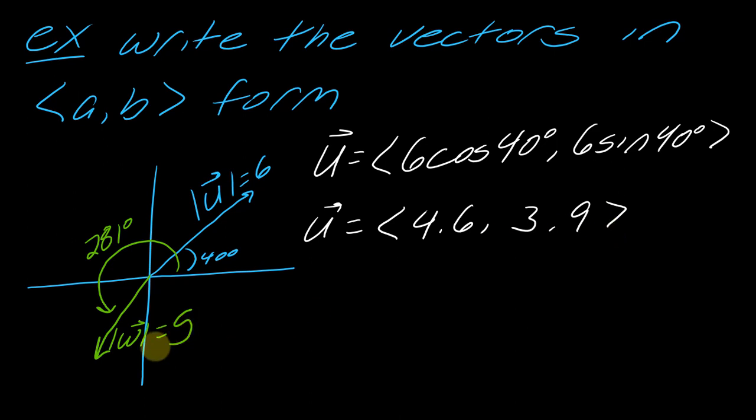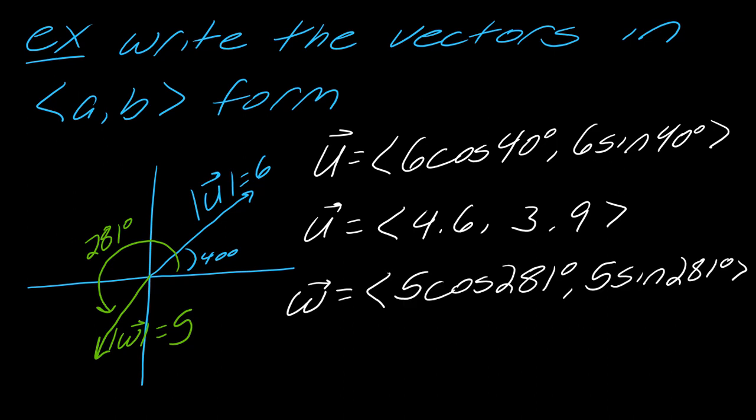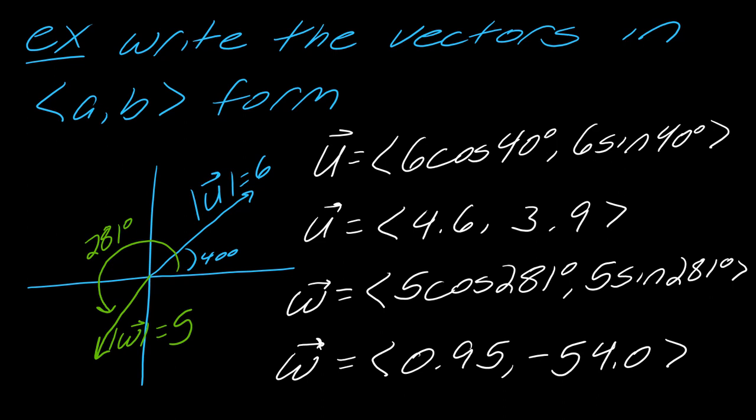I would suggest that you try finding w on your own and then just hit play when you're ready. So if I want to set up for my w vector, here's my calculations, and so then there is what I got, and I rounded.